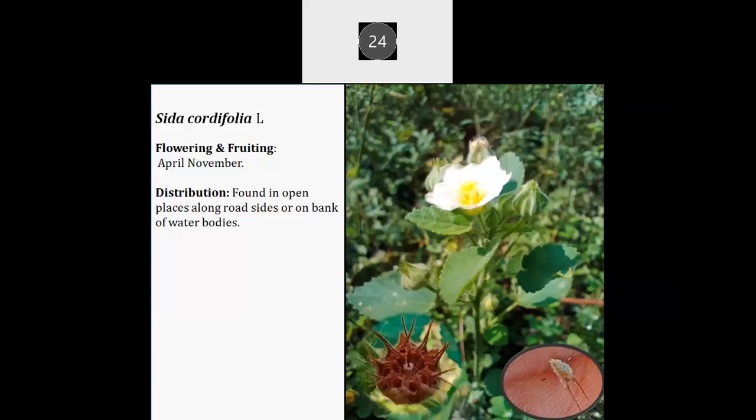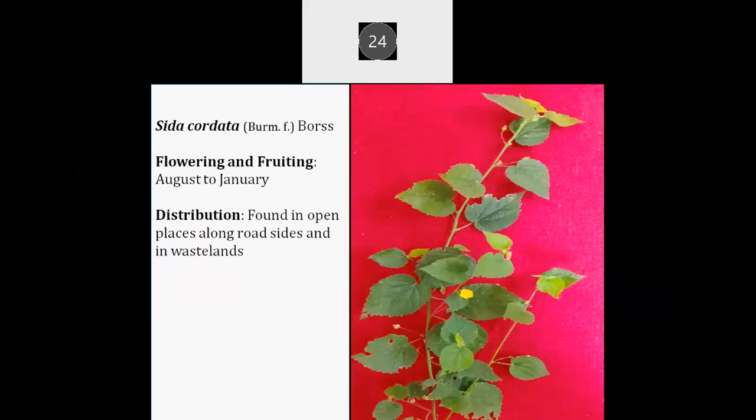So during collection of this plant species, you must take precautions. These horns are very pointed and may penetrate your hands. And the flowering period of this plant is April to November. This is Sida cordifolia. Next slide now.